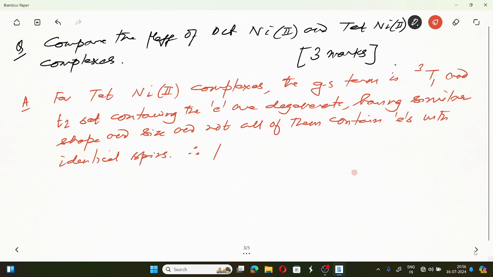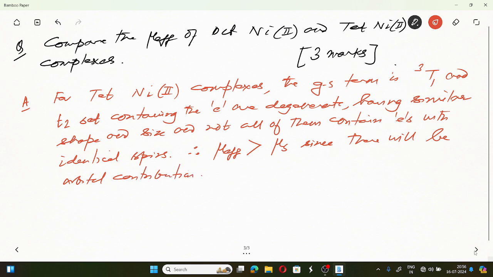Therefore mu effective will be greater than mu s, since there will be orbital contribution. So this is the first point from the splitting diagram.